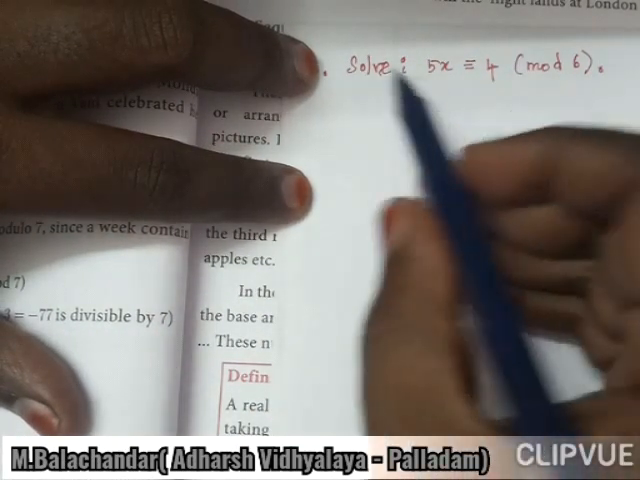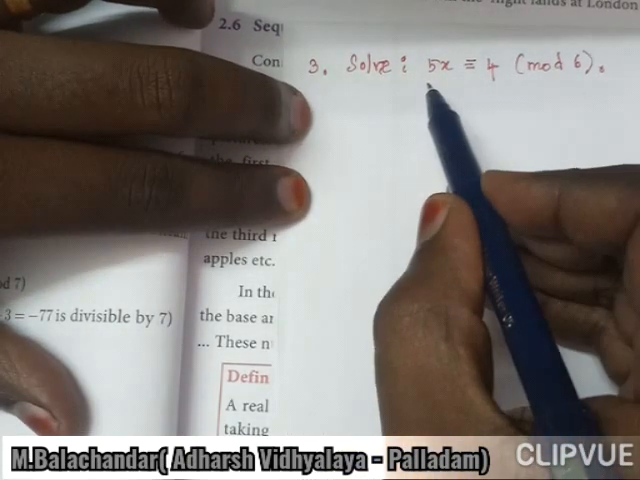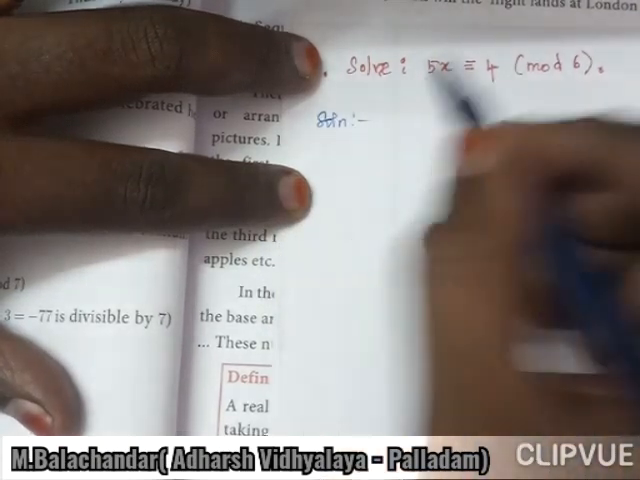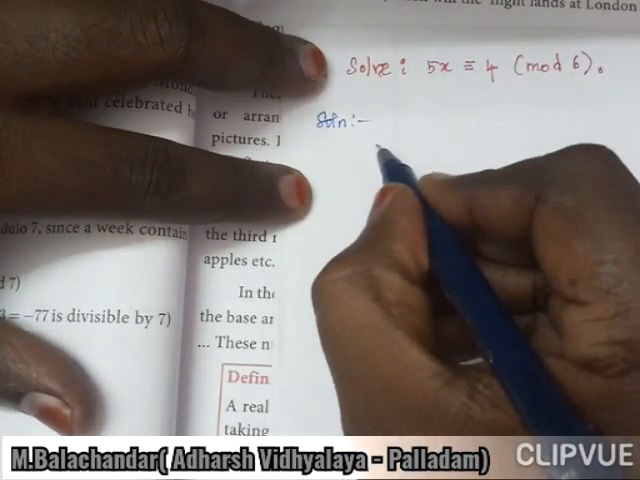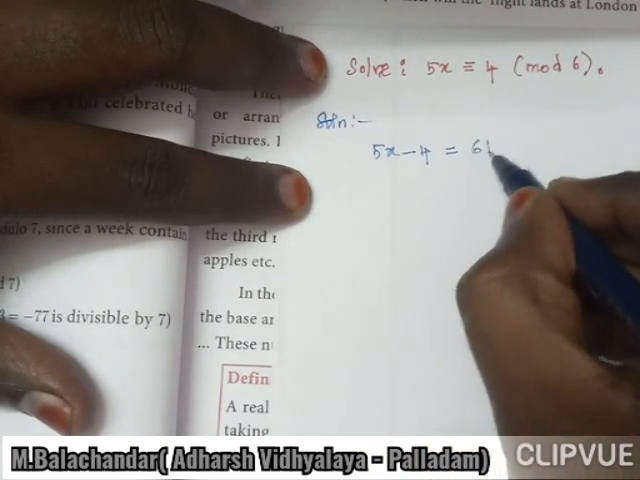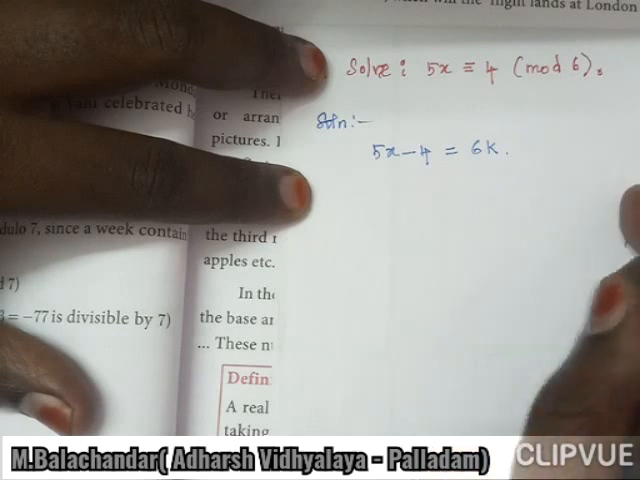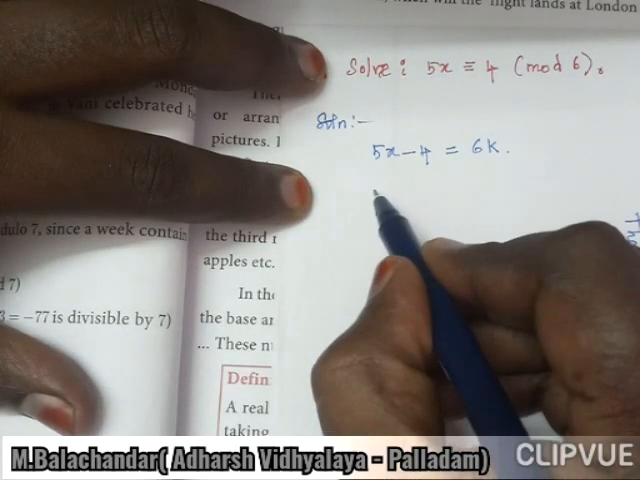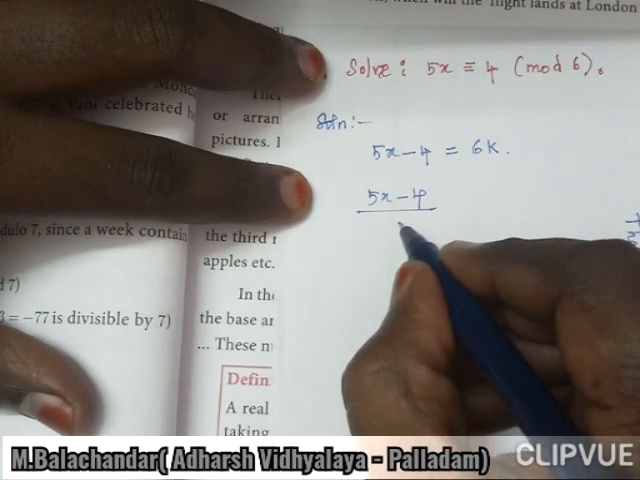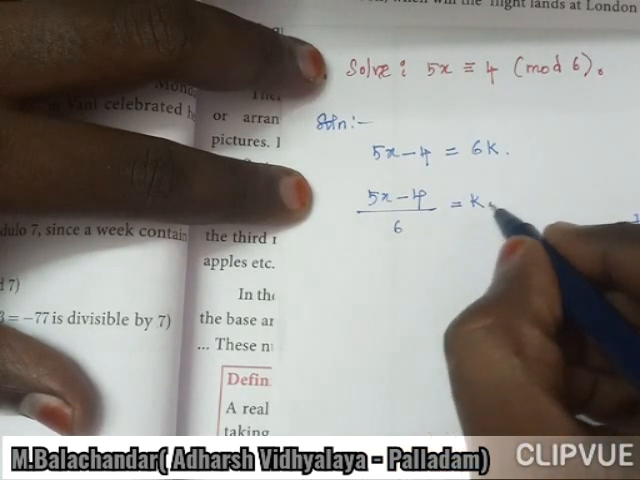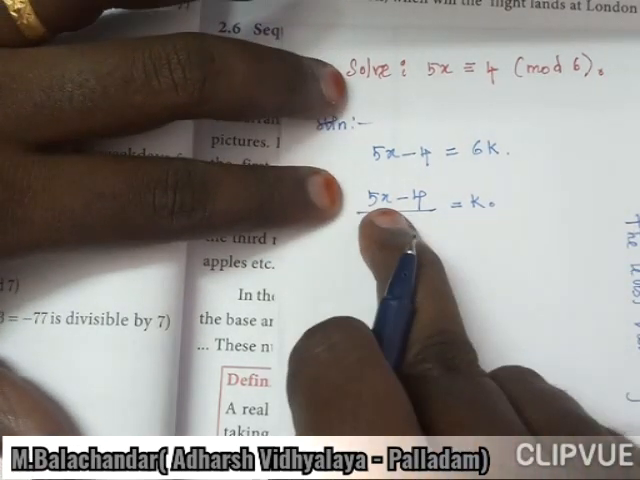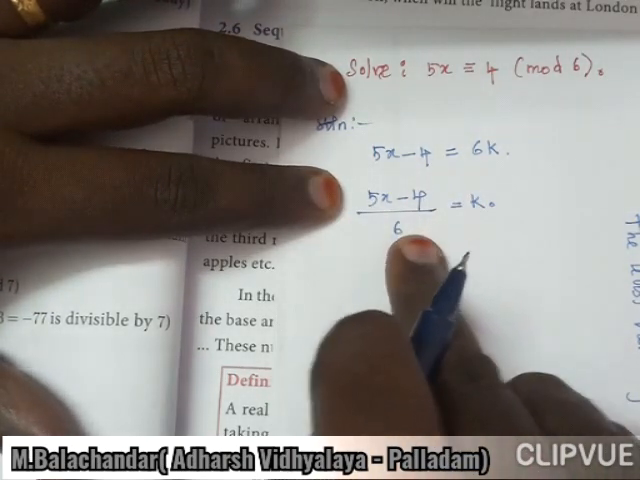Exercise number 2.3, question number 3. Solve 5x congruent to 4 mod 6. It can be rewritten in the form 5x minus 4 equals 6k, where k is some integer. So now (5x minus 4) divided by 6 equals k. After assigning the value of x, it should be divisible by 6.